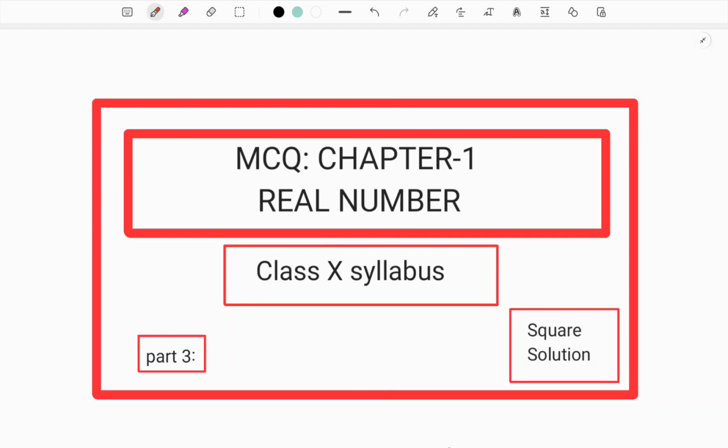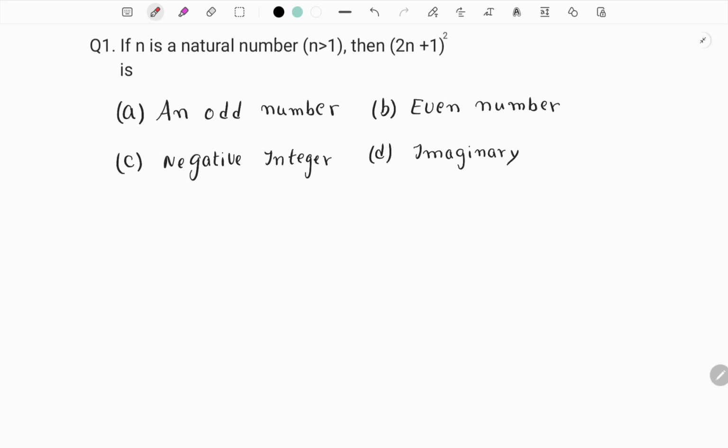In this video, we will solve some of the MCQ from the chapter on real numbers. The first question is, if n is a natural number such that n is greater than 1, then (2n plus 1) whole square is option A, an odd number, option B, even number, option C, negative integer, option D, imaginary number. So here the correct option is option A, an odd number.